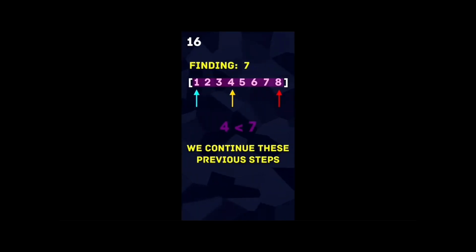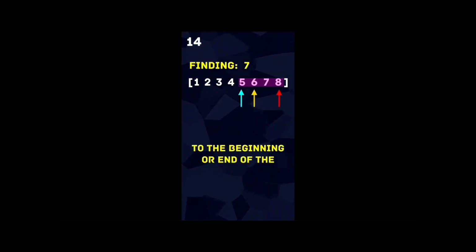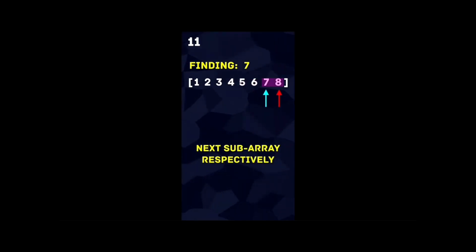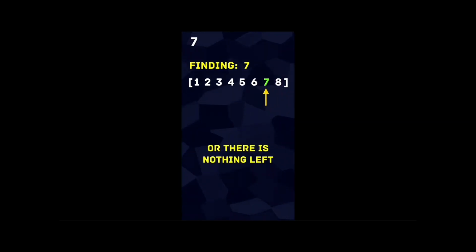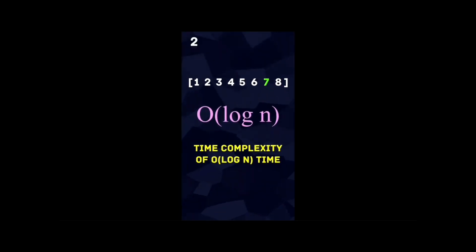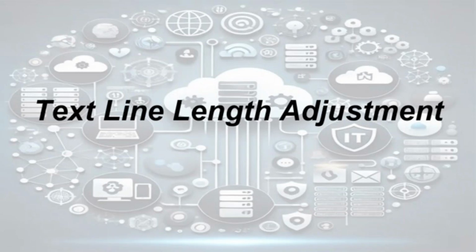We continue these previous steps, moving the left or right pointer to the beginning or end of the next subarray respectively, until either the value we are looking for becomes the middle position and is found, or there is nothing left to search. Since each subarray is halved until termination, this algorithm has a time complexity of O(log n) time.